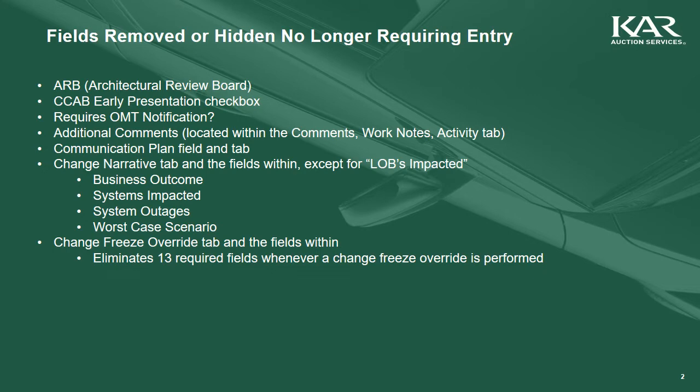So this slide depicts in detail all the different fields that are being removed or hidden, if you will, on the form. First up is the Architectural Review Board field, the CCAB Early Presentation checkbox. I think that field probably caused more confusion than benefit. If you do happen to have a change you want to present in an earlier CCAB, just contact me and let me know. Next is the requires OMT notification.